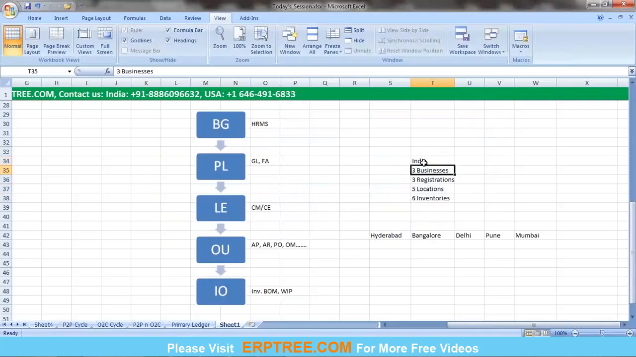In how many countries, how many businesses, how many registrations, how many locations, how many inventory organizations? This data we have to get. Okay, we're done with that. They are telling they are operating the business in 5 locations. So okay, these are the locations. Now the question here is, in Hyderabad, what operations will they perform?